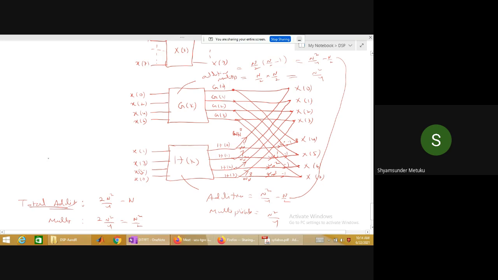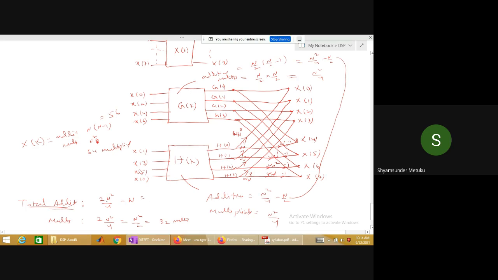So earlier, if I do direct computation of X of k, the number of additions is n into n minus 1 and multiplications are n square. Now, is it not almost 50% reduced? If n equal to 8, you need 64 multiplications, isn't it? But for the same n equal to 8, how much will you get here? 32 multiplications. Similarly additions, 56, isn't it?